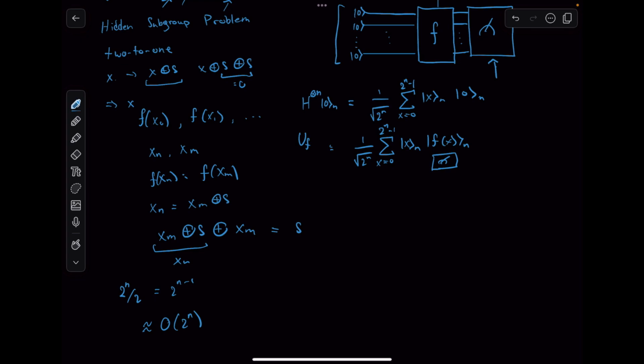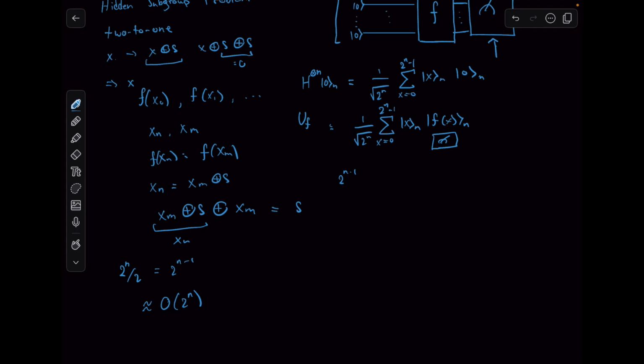So what happens when we measure f of x? Well, when we measure f of x, it has to collapse to one of its possible values. And it can take on 2 to the n minus 1 values, right? Because there's 2 to the n inputs, and for each input, there's one other that returns the same value. So there's 2 to the n over 2 unique function values. So this is going to give us, in the output register, some function value at some x naught, which we don't know what it is for now, but now we know what x naught evaluates to.